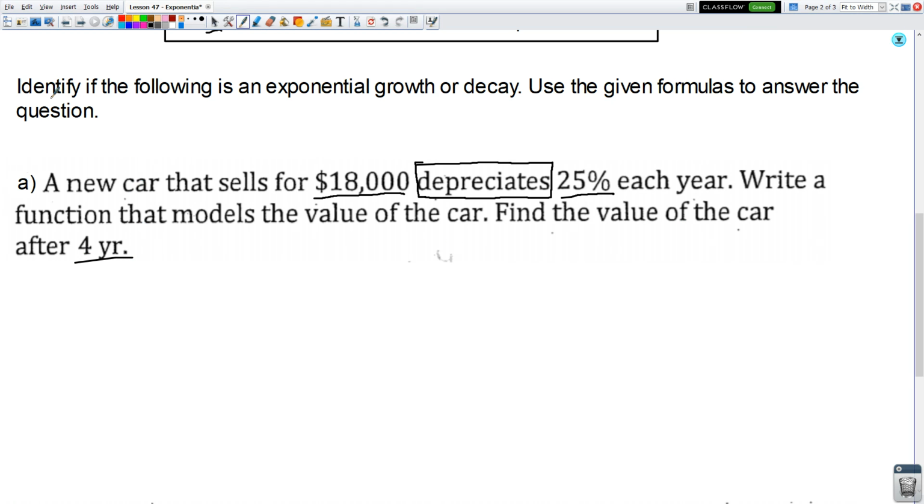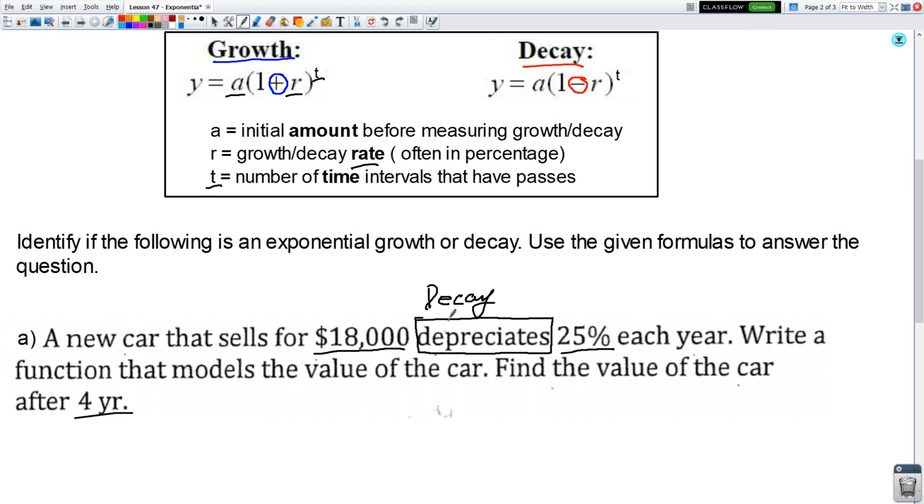So the first thing that we want to do is ask: is this exponential growth or exponential decay? And notice that, at least in this example, the word depreciates gives you the clue to see if it's an exponential growth or an exponential decay. If something depreciates in value, then that means that the value of that product is decaying. It's actually going down in price. Because it depreciates, then we know that we have an exponential decay. So let's stop for a second here and let's look at our formulas. We know that it's a decay because of the word depreciates. And because it's a decay, we know that our formula will look like this.